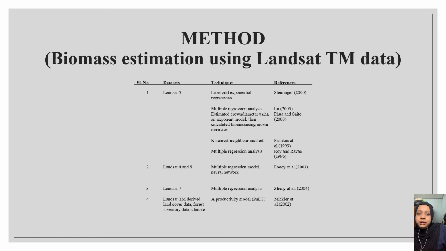The technique that we use is multiple regression model and neural network. The third data set is Landsat 7. We use multiple regression analysis technique. And the last one is Landsat TM derived land cover data, forest inventory data, and climate and soil data. The technique that we use is a productivity model, BIOME-BGC.